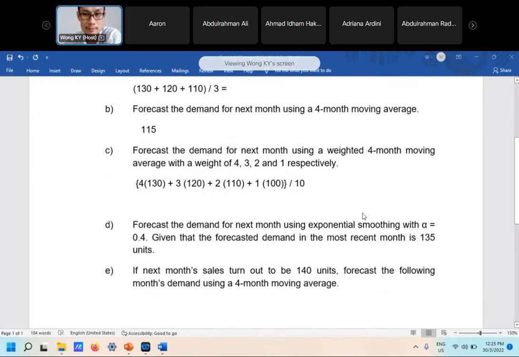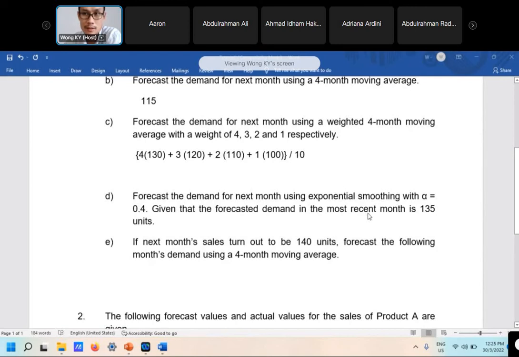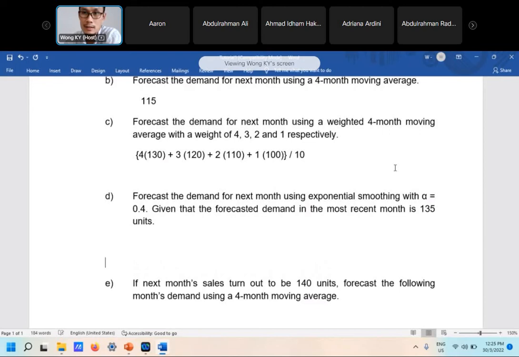Okay, for question D, forecast the demand for next month using exponential smoothing with alpha equals 0.4, given that the forecasted demand in the most recent month is 135 units. Let's see the chat. Abdul Rahman says 135 plus 0.4 times 130 minus 135. Alright, is that correct?